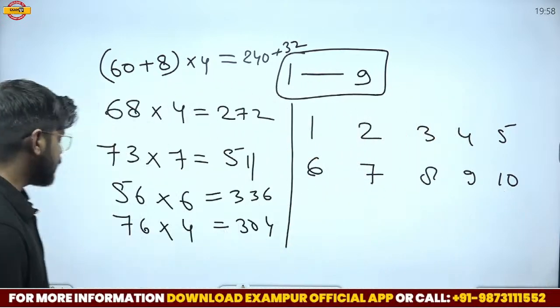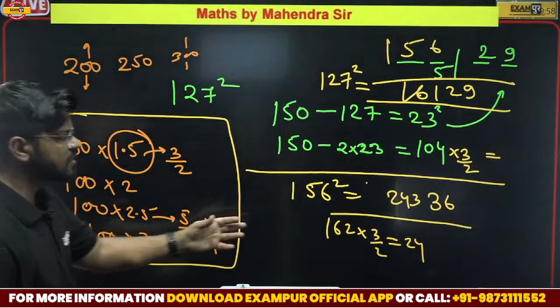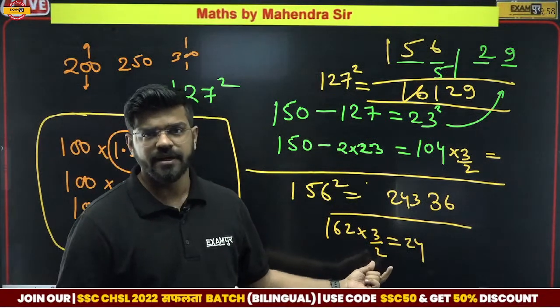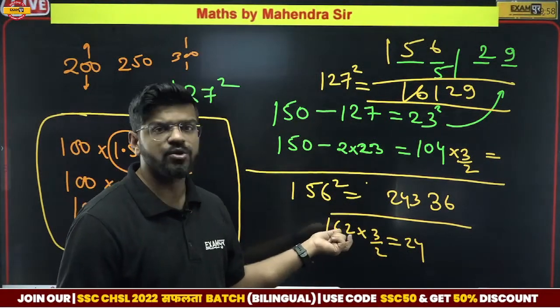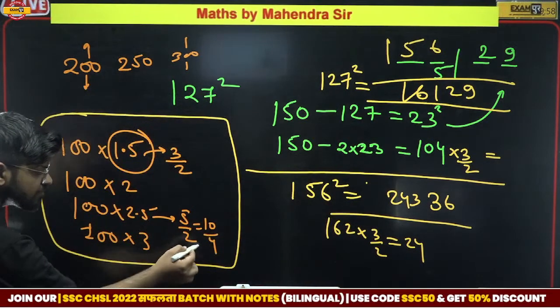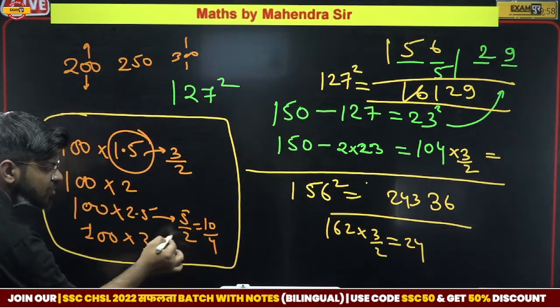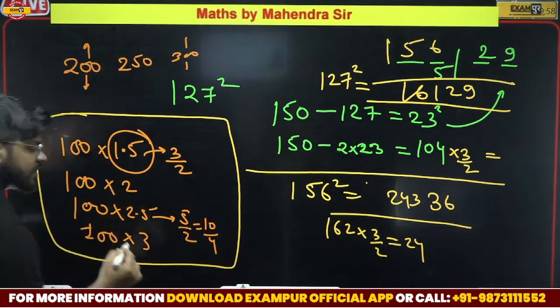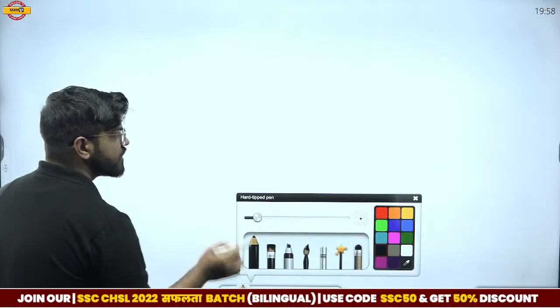Okay. So this is how I have calculated. I have divided it by 2. Dividing by 2 is very easy because in every process you have to just divide it by 2 only, right? So now let me tell you how to divide by 2.